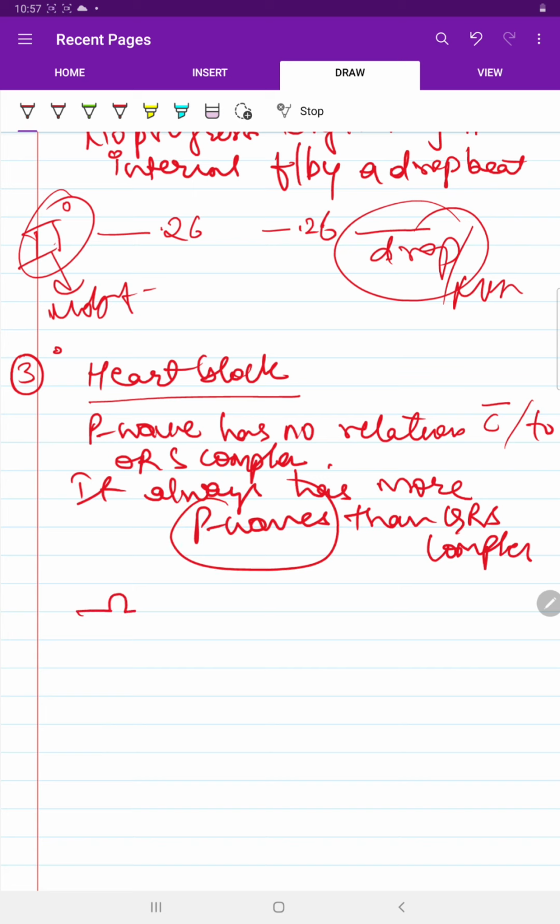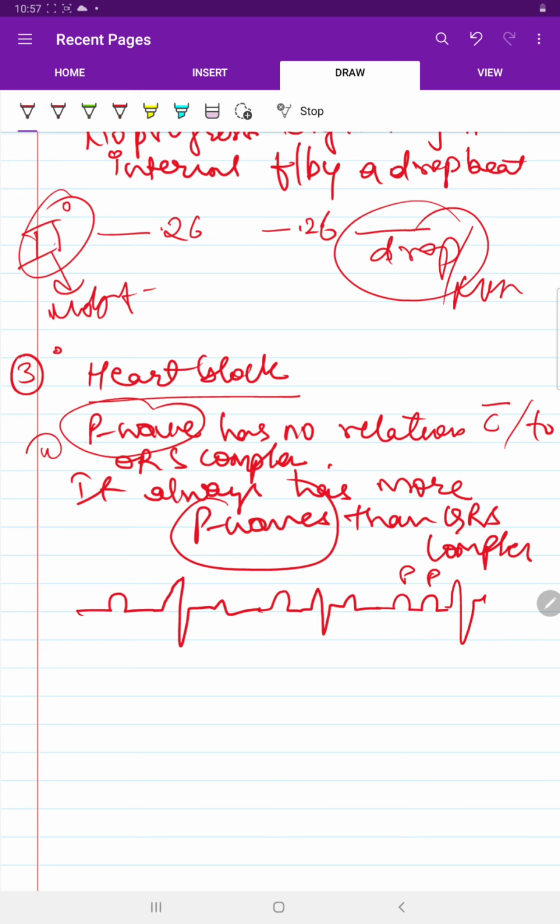You can say this P, Q, R, S, then again P, Q, R, S, T, and again you will have P wave, P wave. There is a doubling of P waves, then QRS. Means there is no relation of P wave and QRS waves. The number of P waves can be n times the number of QRS complexes. Understood?